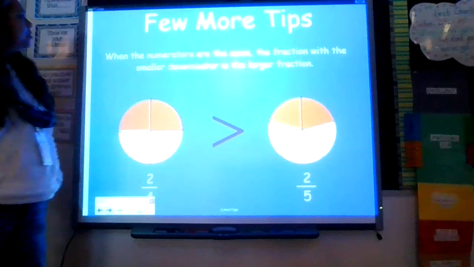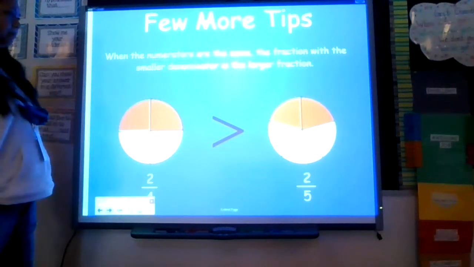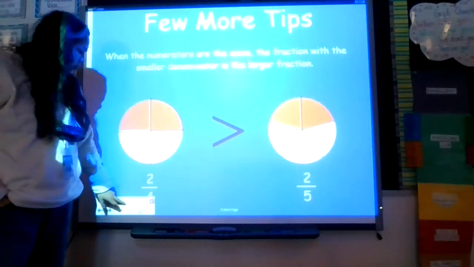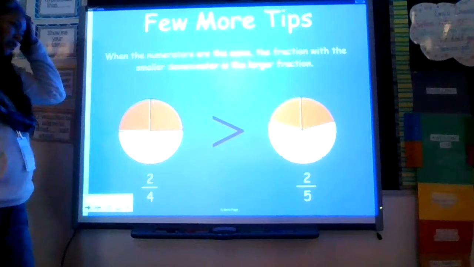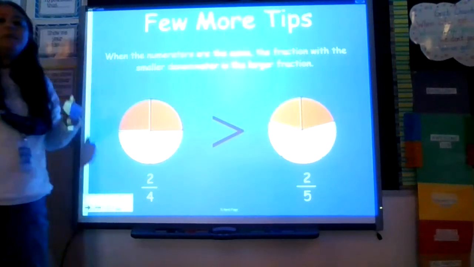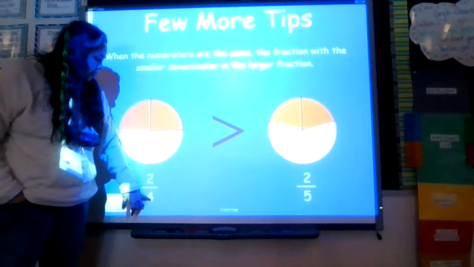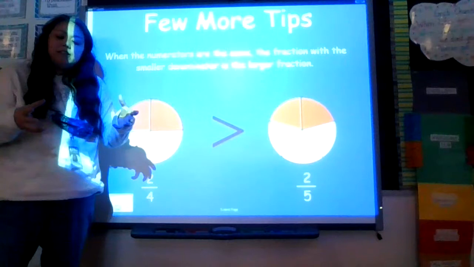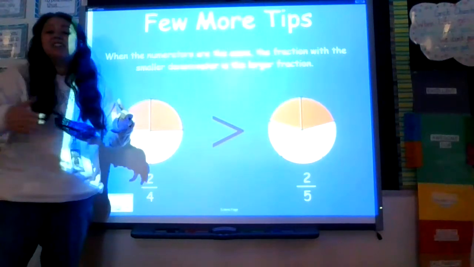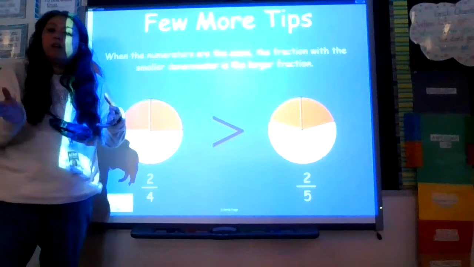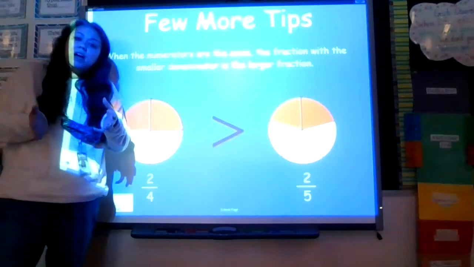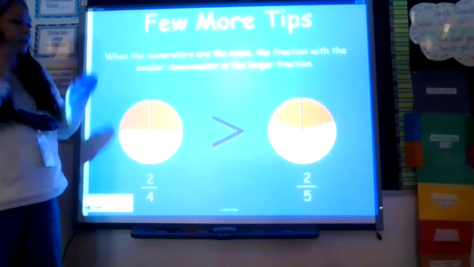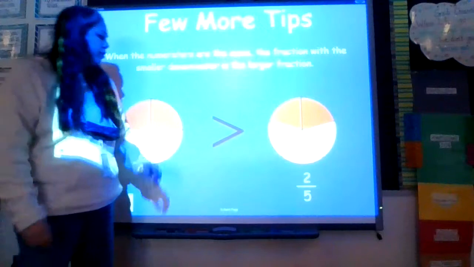A few more tips. When the numerators are the same, the fraction with the smallest denominator is the larger fraction. So when the numerators are the same and you're talking about the number of pieces, remember I told my class, and we've talked about it with fractions, the bigger the denominator, the smaller the pieces are going to be. If I had a pie and I only cut it twice, the pieces are going to be big. But if I cut it 6 times, the pieces are going to continually get smaller. And the more times I cut that same pie, the pieces are going to get smaller. So the bigger the denominator, the smaller the pieces.